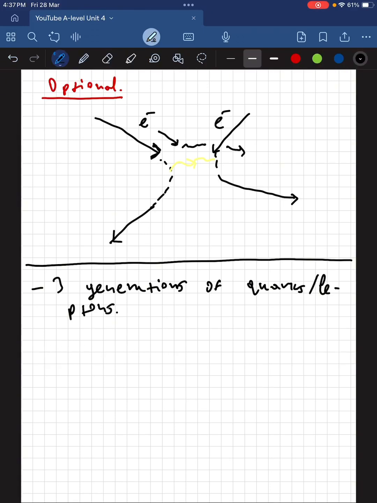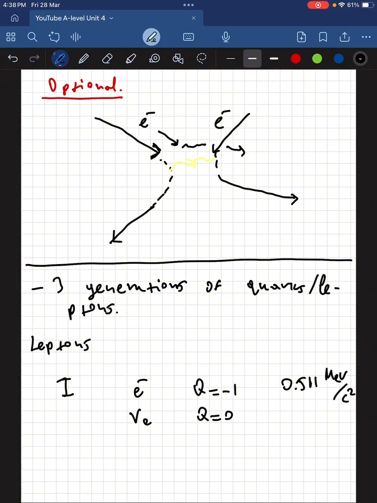Let's write it again. So there are 3 generations of quarks and leptons, as we said. So let's start with leptons. Okay, generation 1 is the electron and the electron neutrino. The charge is -1 for the electron and 0 for the neutrino. The mass is 0.5 MeV over c squared for the electron, and it's about 0 for the electron neutrino, though it's near 2.2 times 10 to the -6 eV over c squared. Okay.